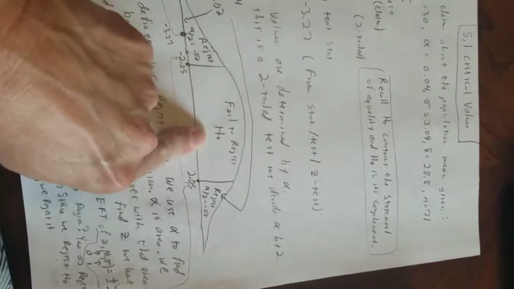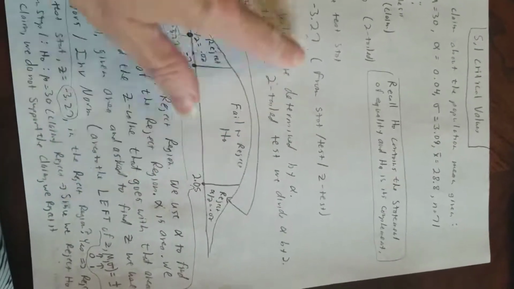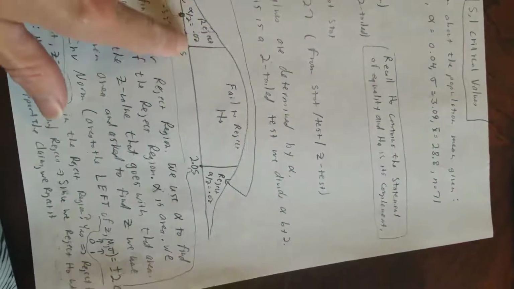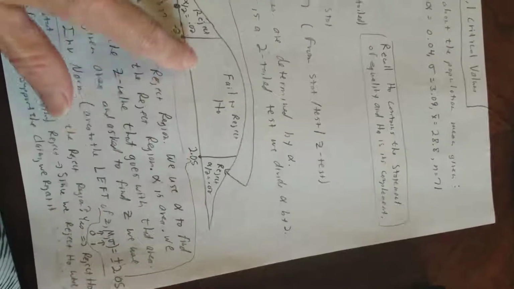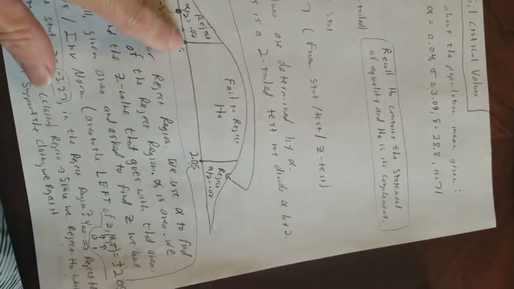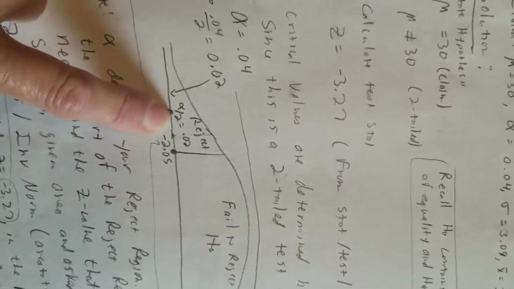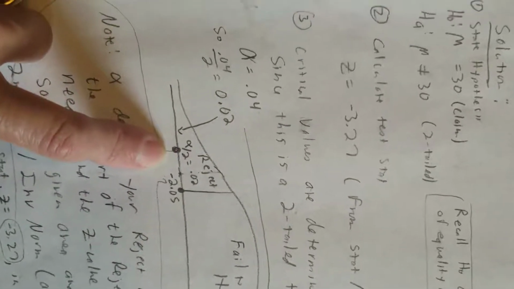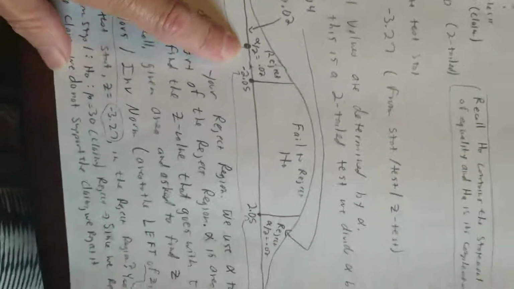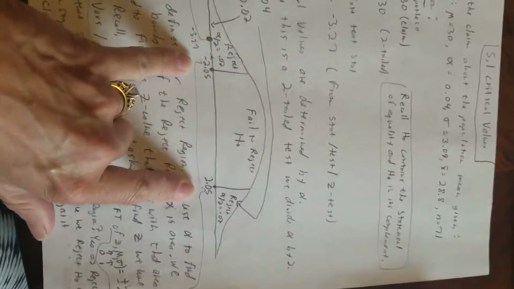In the middle, we fail to reject our null. What we do is we take our test statistic and we determine where it lies. This is a number line. Where is it? Well, negative 3.27 would be to the left of that critical value. It's in a reject region. Okay, so that's the overall concept, but let's go back and find out how I found the critical values.